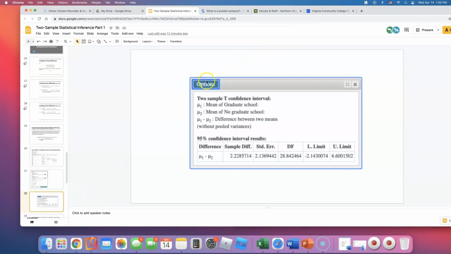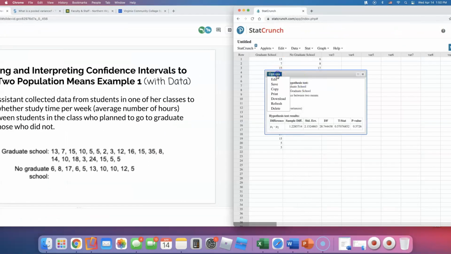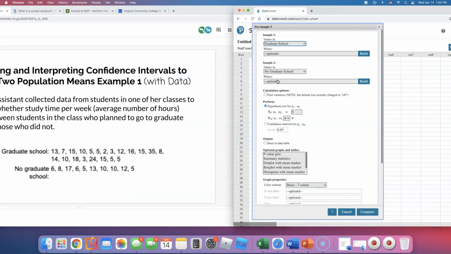Oh crap. I forgot what we were doing. We were trying to construct a confidence interval. Look at me sitting here doing a hypothesis test. Gotta go back. Okay, I'm back here. I'm going to do a confidence interval. Sorry, I was doing hypothesis testing instead of a confidence interval.